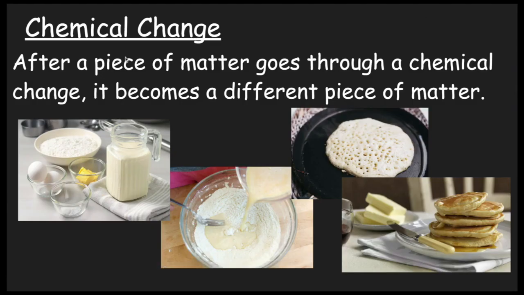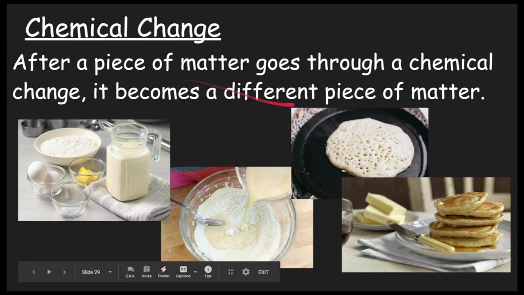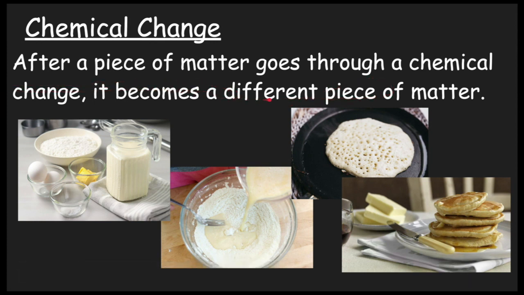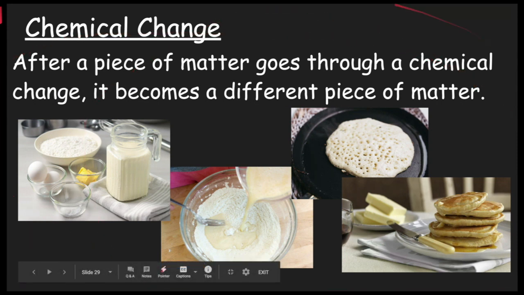Another type of change that happens with matter is called a chemical change. So after a piece of matter goes through a chemical change, it becomes a different piece of matter. Now I know that sounds confusing, but I'm going to help explain that to you through these pictures. So let's look right here. In this photo, there are a whole bunch of different ingredients. We have milk, butter, sugar, eggs, and flour. These are all pieces of matter because they all take up space.